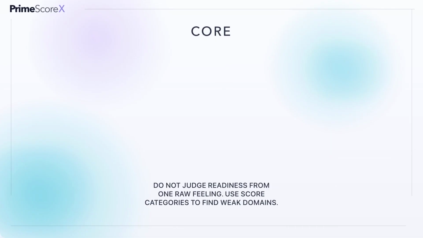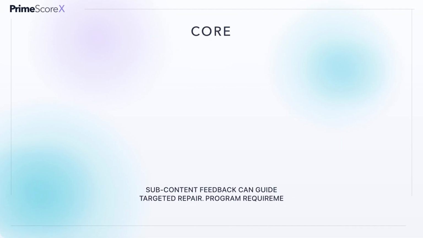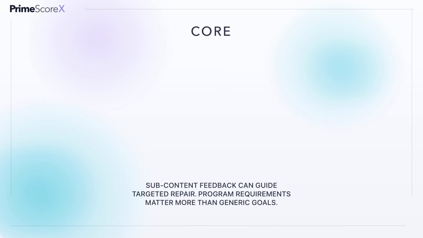A strong approach begins with two core ideas. First, do not judge readiness from one raw feeling. Second, use score categories to find weak domains. These ideas keep you from treating the TEAS like a random collection of questions. Instead, you start to see a system: what the test is asking, how the clock changes behavior, and where students usually lose easy points.